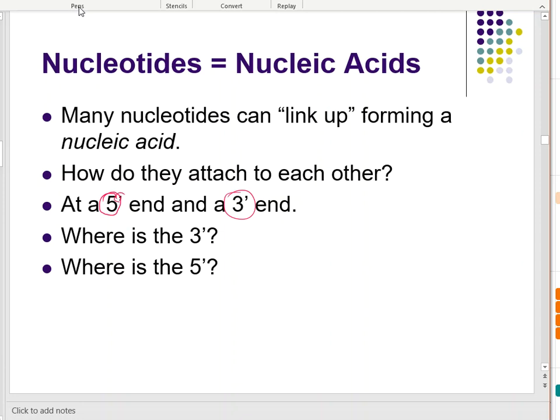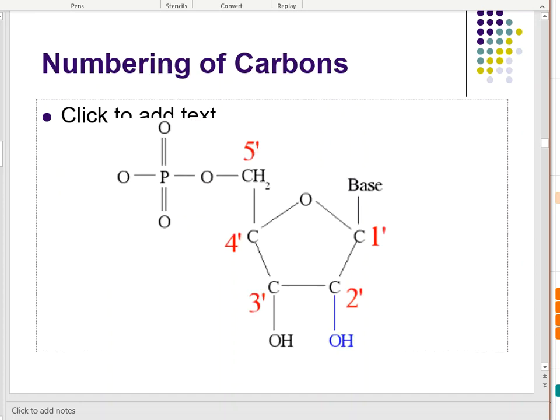Notice here at the very top, though, we also have this little apostrophe, and this is what we call prime. And I've already referenced that before, that is because we have more than one ring. We have a ring from the base, and then we have another ring involved in the sugar. So we're going to have to look at the primes, which is the sugar piece, and then we're going to have to look at the 3 and the 5 position. So where are those located? Well, those are located here.